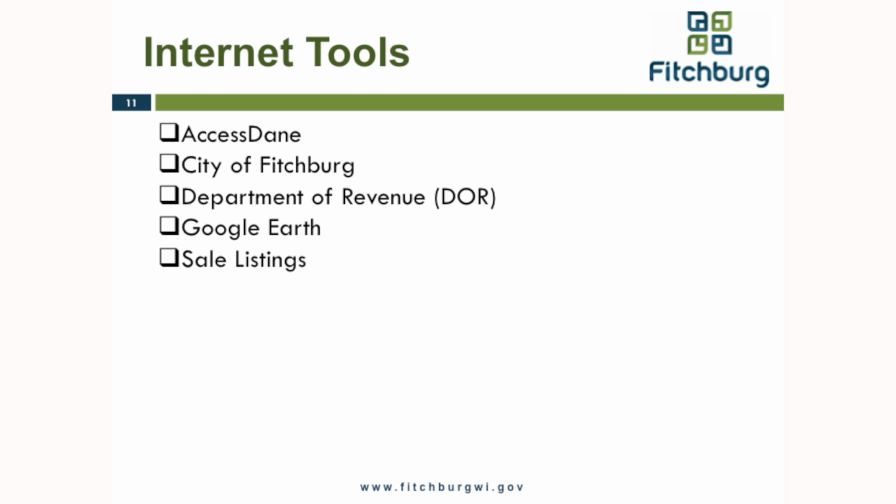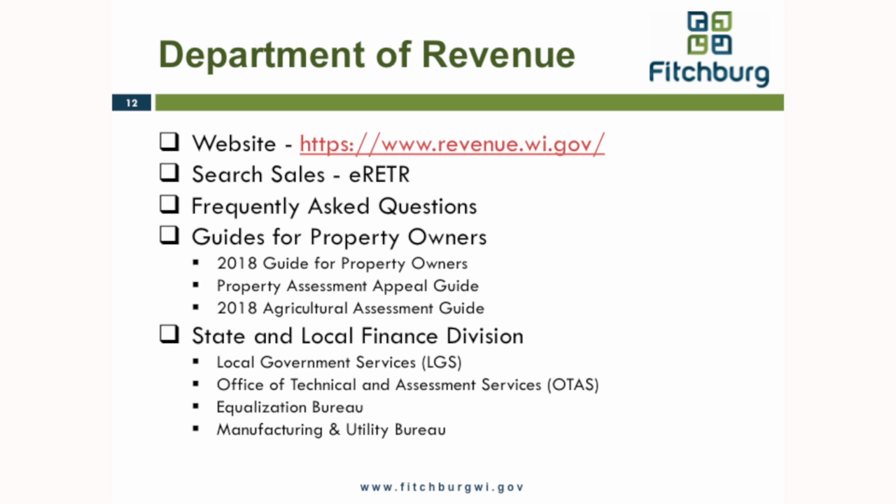Now we're going to move on to some internet tools that both the assessor's office uses and you as the property owner have access to. First is the Department of Revenue. As you can see here, we've got the website listed. The types of things you can find are guides for property owners. You can search the sales by the real estate transfer return, some frequently asked questions, and it lists the different departments within state and local finance.